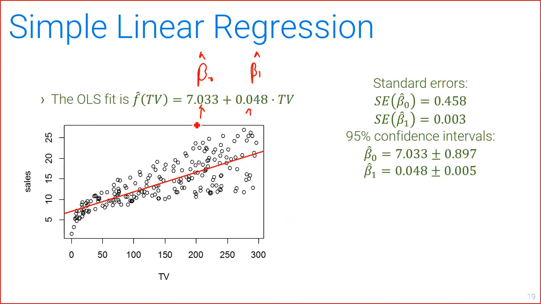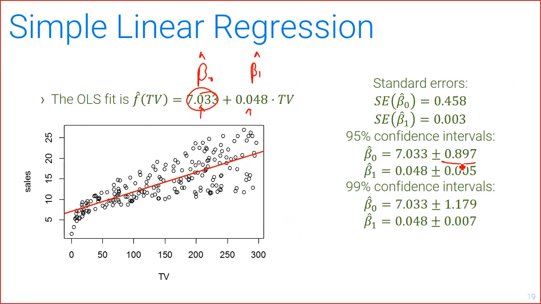And we could have also something like 95% confidence intervals. So we know with a 95% confidence that the coefficient beta 0 should be somewhere around 7, which is the point estimate, plus minus 2 times the standard error, so plus minus 0.89. And again, this gives us some idea about what to expect from the coefficients in any replication of the process.